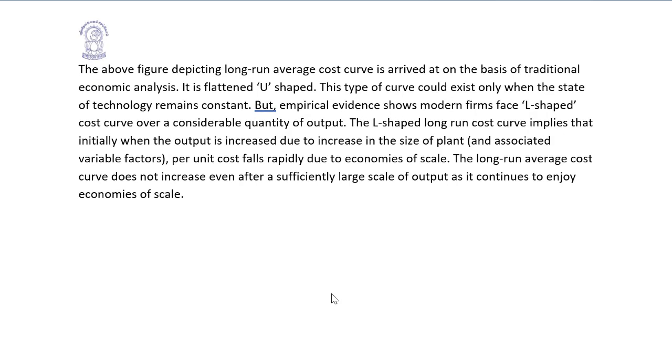The above figure depicting the long run average cost curve is arrived at on the basis of traditional economic analysis. It is flattened U-shaped. This type of curve could exist only when the state of technology remains unchanged. But empirical evidence in modern times shows an L-shaped cost curve over a considerable quantity of output. The L-shaped long run cost curve implies that initially, when the output is increased due to the increase in the size of plant, per unit cost falls rapidly due to economies of scale. The long run cost curve does not increase even after a sufficiently large scale of output, as it continues to enjoy economies of scale.